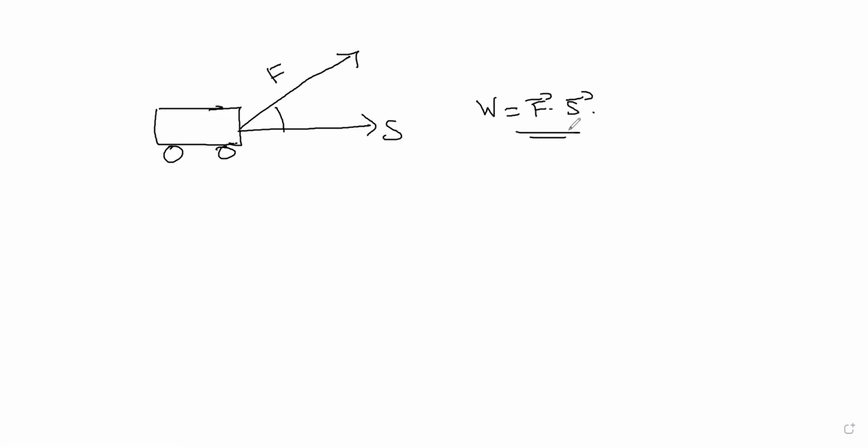If an object is like this, a trolley kind of thing, and a force F applies at an angle with respect to the direction of displacement, the work done is given by F bar dot S bar. The work done is F s cos theta, where theta is the angle between the force and displacement. Based on that, your first question is there.